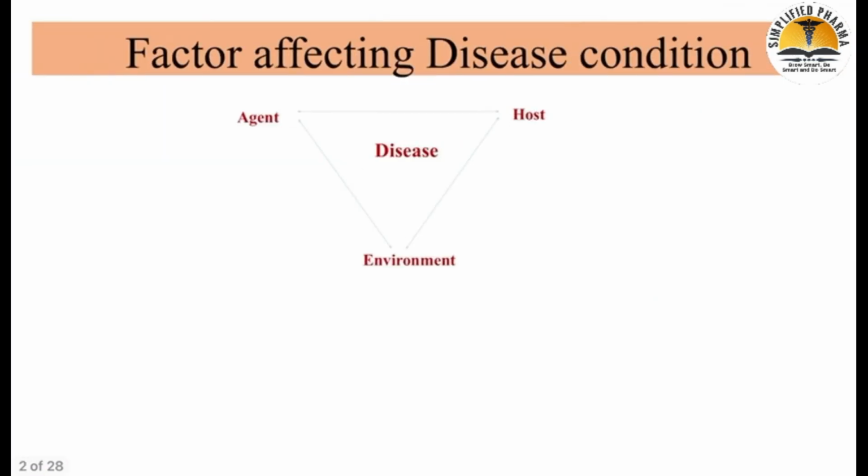So now we will move on to our topic: what are the factors that affect disease conditions. There are mainly three factors that can affect a disease condition: agent factor, host factor, and environmental factor. These three in combination may affect the disease conditions.